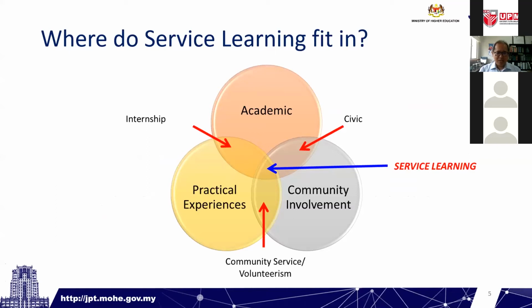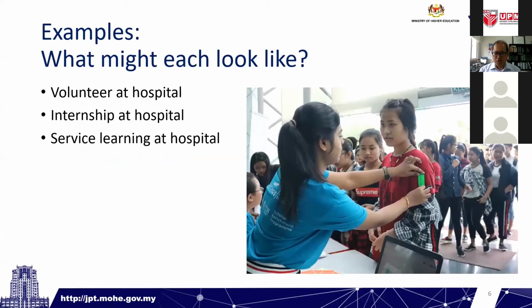So where does this service learning fit in? It fits in between 6 different components: the academic part, the community involvement, practical experiences, internship, civic, community service, or volunteerism. Service learning overlaps between all these 6 components. There are a few examples, and all this terminology may look different. For example, the activities involved in teaching and learning methods: one can volunteer at the hospital, or take up an internship at the hospital, or conduct a service learning at the hospital. But the terminology needs to be clear.